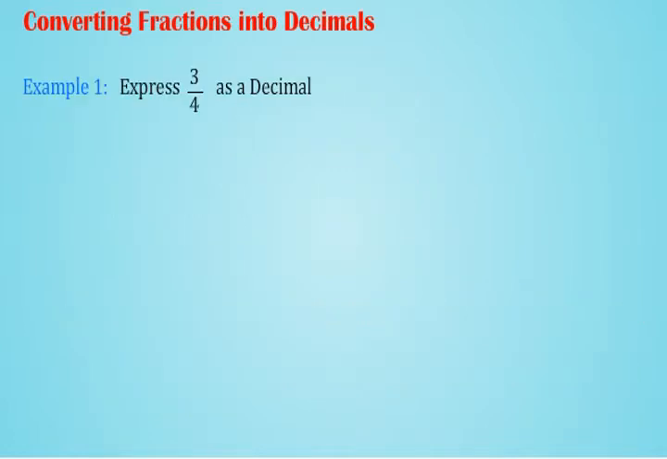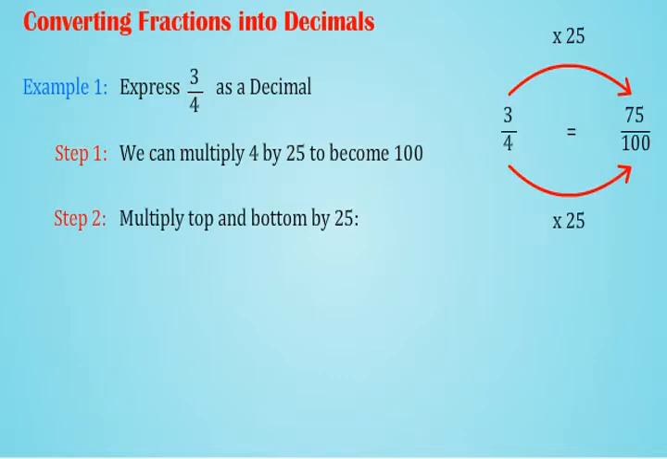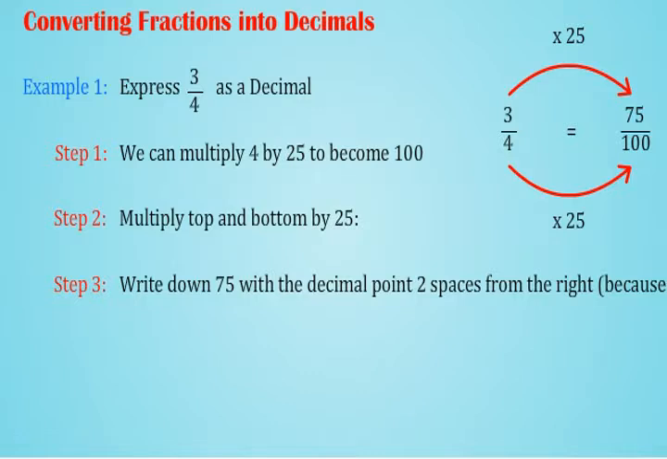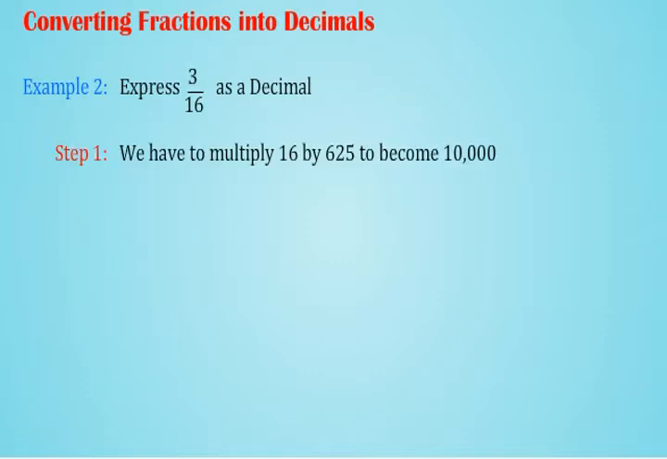Example 1. Express 3 by 4 as a decimal. Step 1. We can multiply 4 by 25 to become 100. Step 2. Multiply top and bottom by 25. Step 3. Write down 75 with the decimal point 2 spaces from the right because 100 has 2 zeros. Answer 0.75.